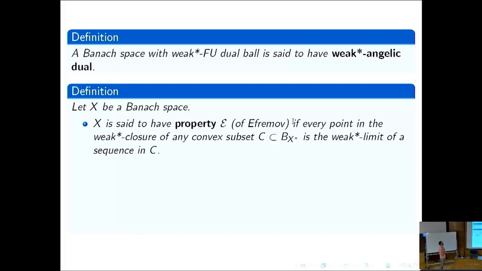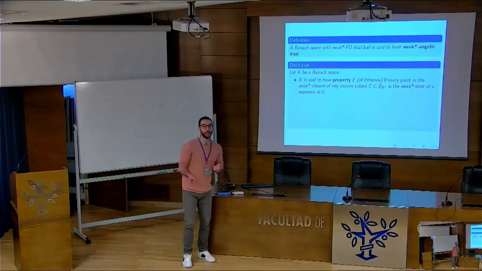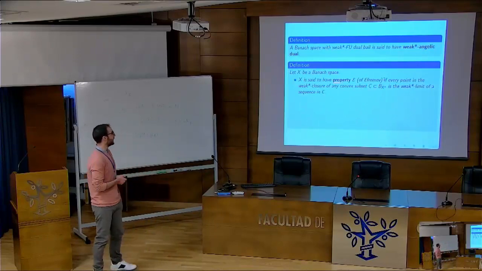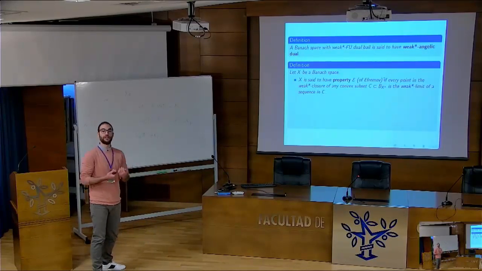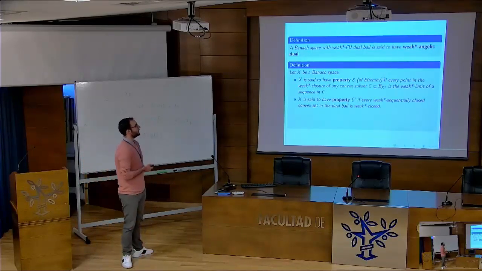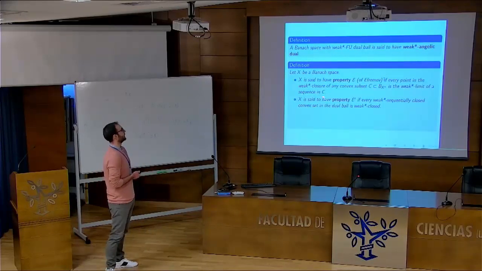So a Banach space has this property if whenever we have a convex subset C in the dual ball and a point in the closure, we are able to find a sequence converging to this point. If I remove the word convex in this definition, then what I get is that we have a unison dual ball. And we do the same with the concept of being sequential. This is essentially the same, but just for convex sets. So this is the convex version of having Weierstrass sequential dual ball.